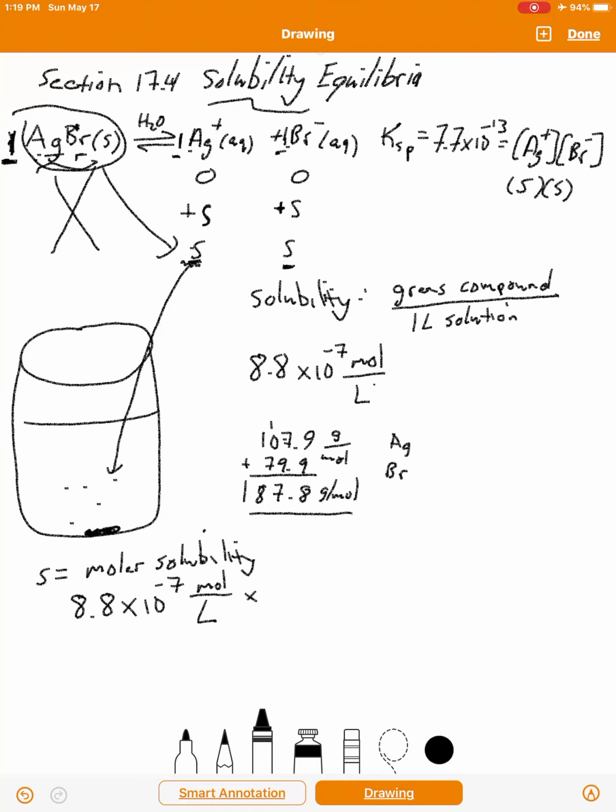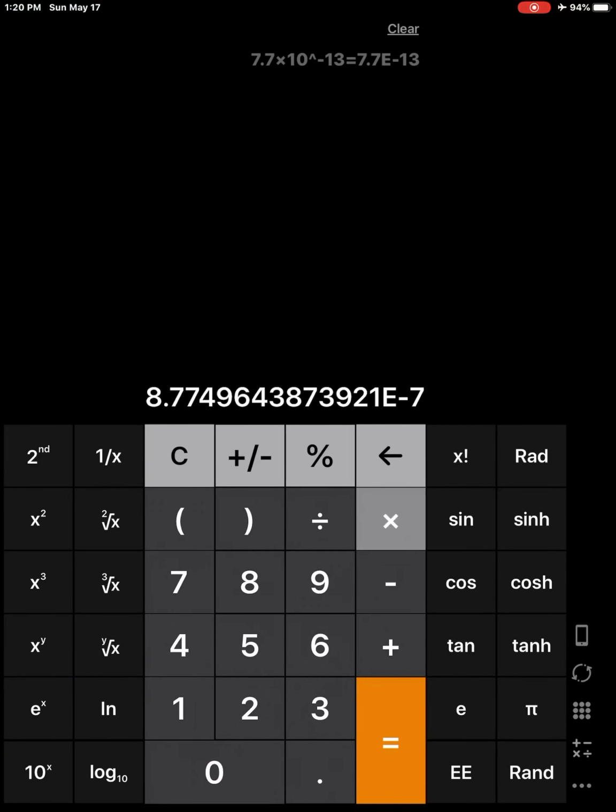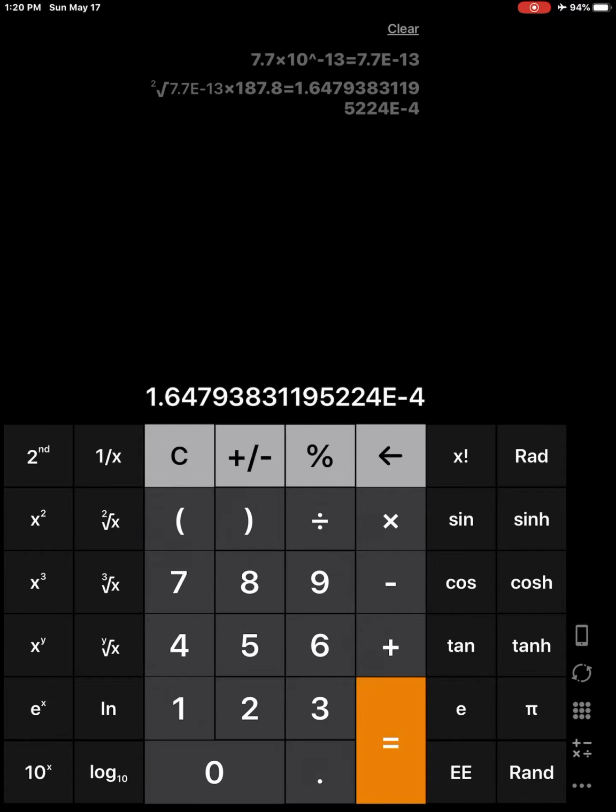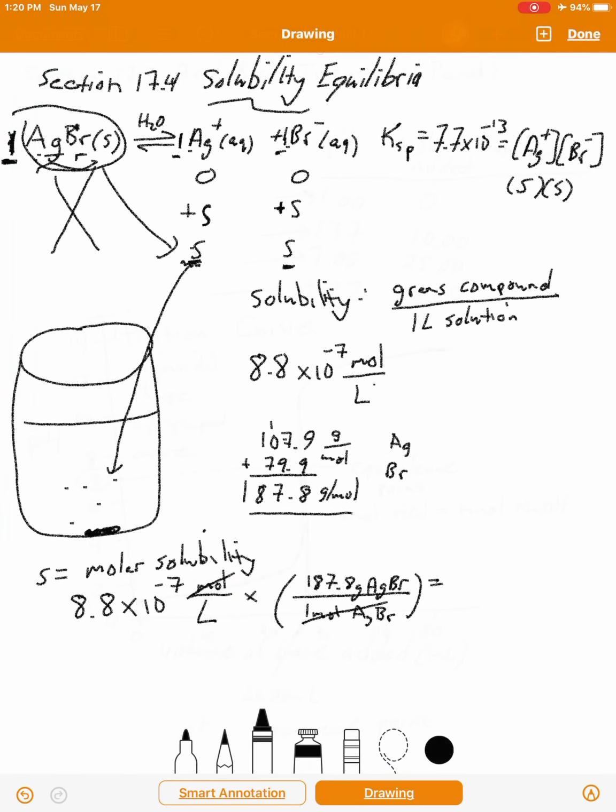So now what I'm going to do is convert this to grams per liter. So the molar mass is 1 mole of silver bromide for every 187.8 grams of silver bromide. And so now the moles of silver bromide will cancel and we'll have grams per liter. So we're just going to multiply by 187.8, and you get 1.6 times 10 to the minus 4. And this would now be grams per liter. So this is called the solubility or mass solubility. It's the number of grams of the compound that will dissolve into a liter of solution, solubility. Okay? So that's essentially the first type of problem.